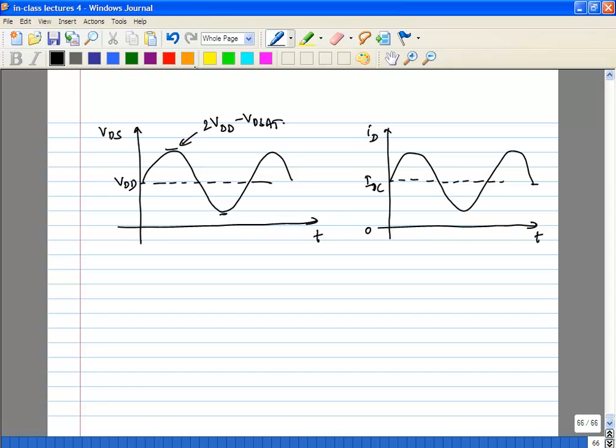So the maximum voltage at the top is 2 VDD minus VD sat, and at the bottom it's VD sat. Quite often you will see people approximating it to VDD, so that the overall amplitude is approximately VDD.